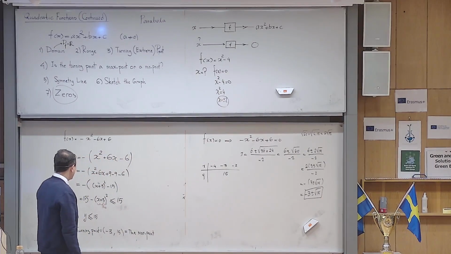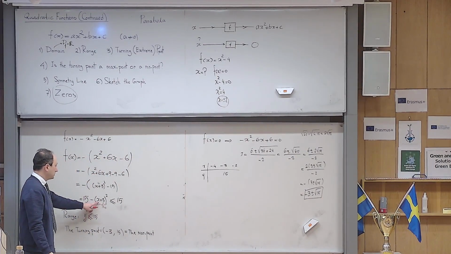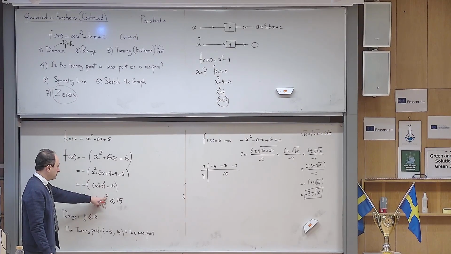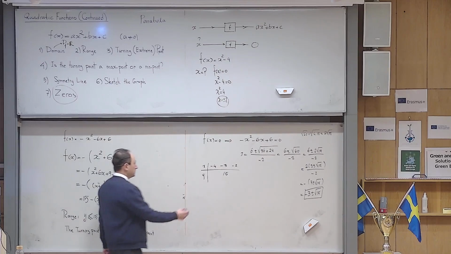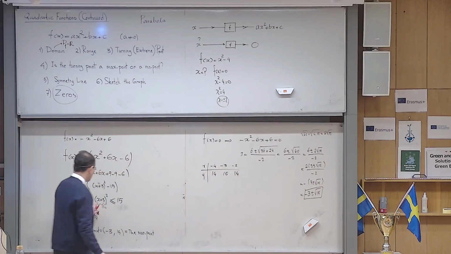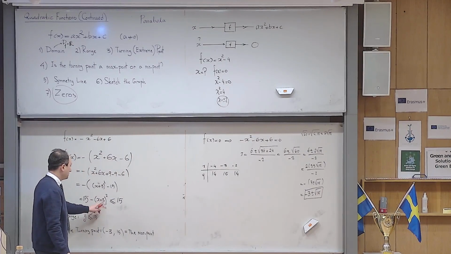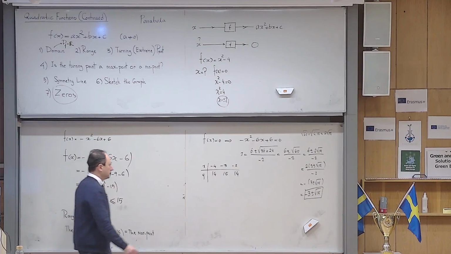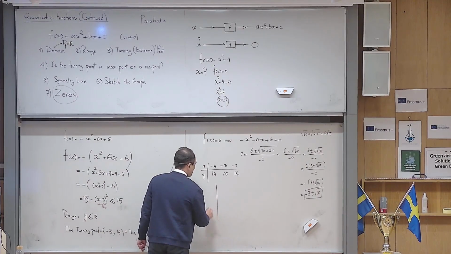So for example, I go back here, I put minus 2 plus 3 is 1. This becomes 1. 15 minus 1 is 14. Definitely, this also becomes 14. You see, if I put minus 4 plus 3 is minus 1, minus 1 to the power 2 is still 1. So 15 minus 1 is 14 again. And then I can sketch the graph.